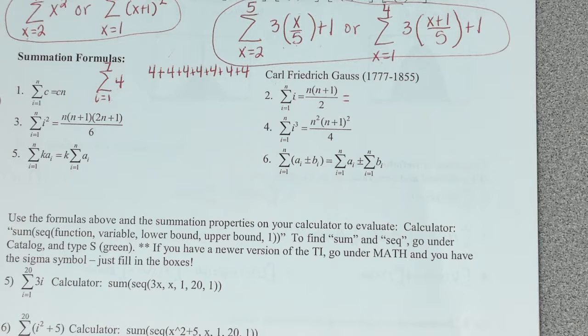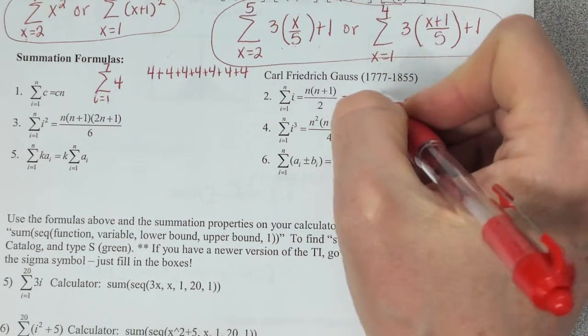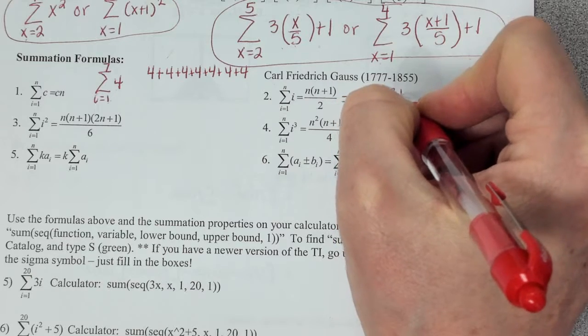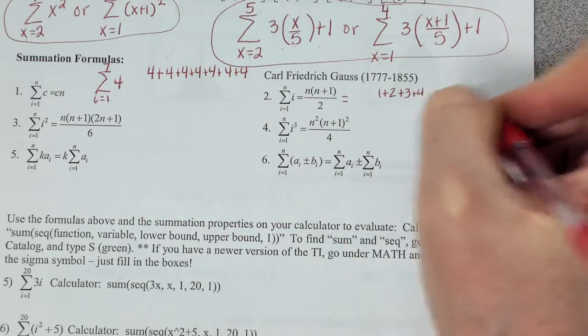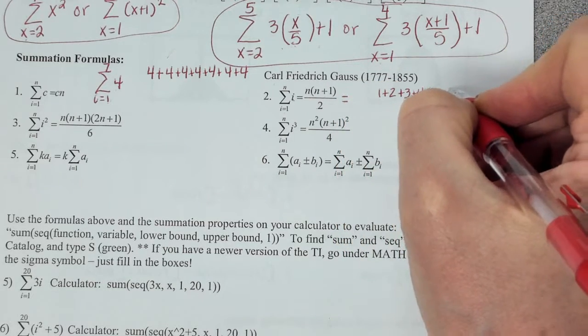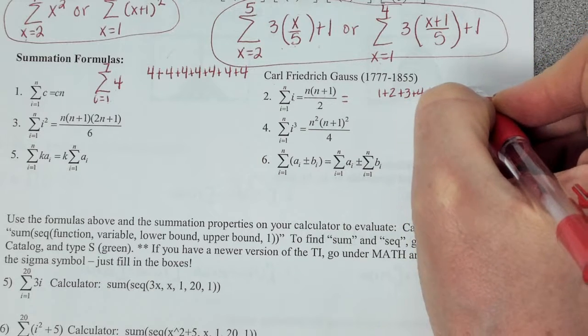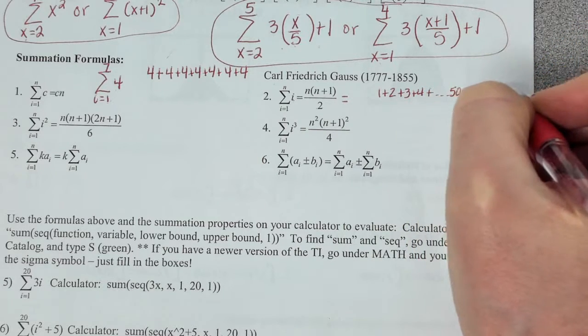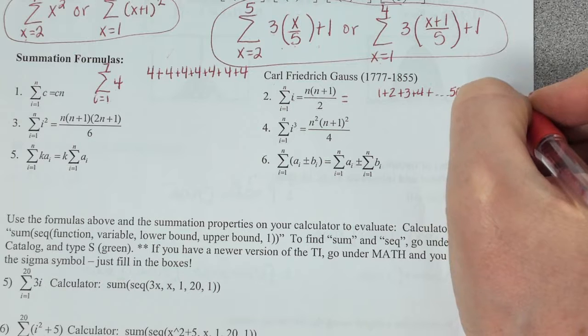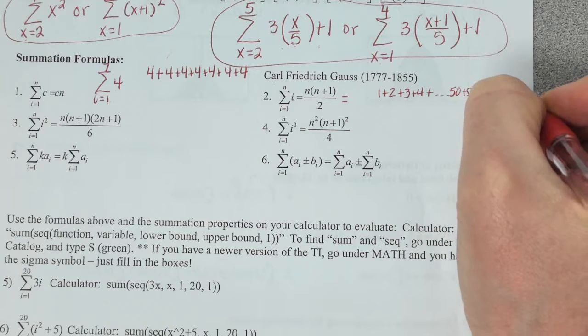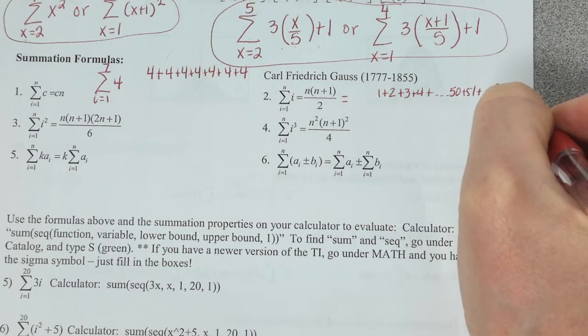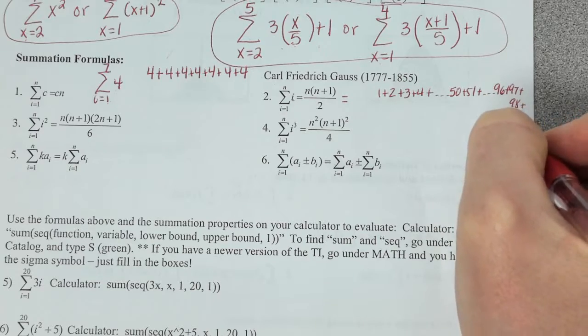So she wanted to keep him busy, so she said, okay, Carl, I want you to add up all the numbers from 1 to 100. So she thought he would sit there and do 1 plus 2 plus 3 plus 4, you know, add up all of these. In the middle would be 50 plus 51 plus ... And then here at the end it would be 96 plus 97 plus 98 plus 99 and plus 100.